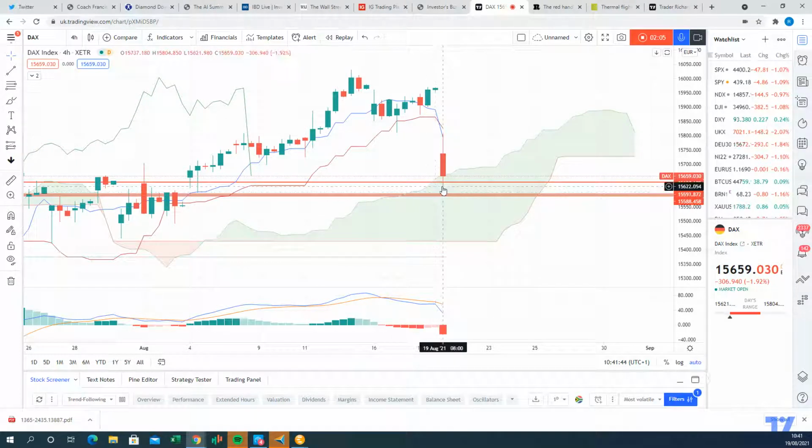If support fails at this top end cloud chart support zone, then we could see these levels at 15,588 tested, and then if the market's very weak, we can go and hit the bottom end of the cloud support zone. But so far, the price action above the cloud is still somewhat bullish, so there is potential for a rebound trade when it rebounds from these key cloud chart support levels.